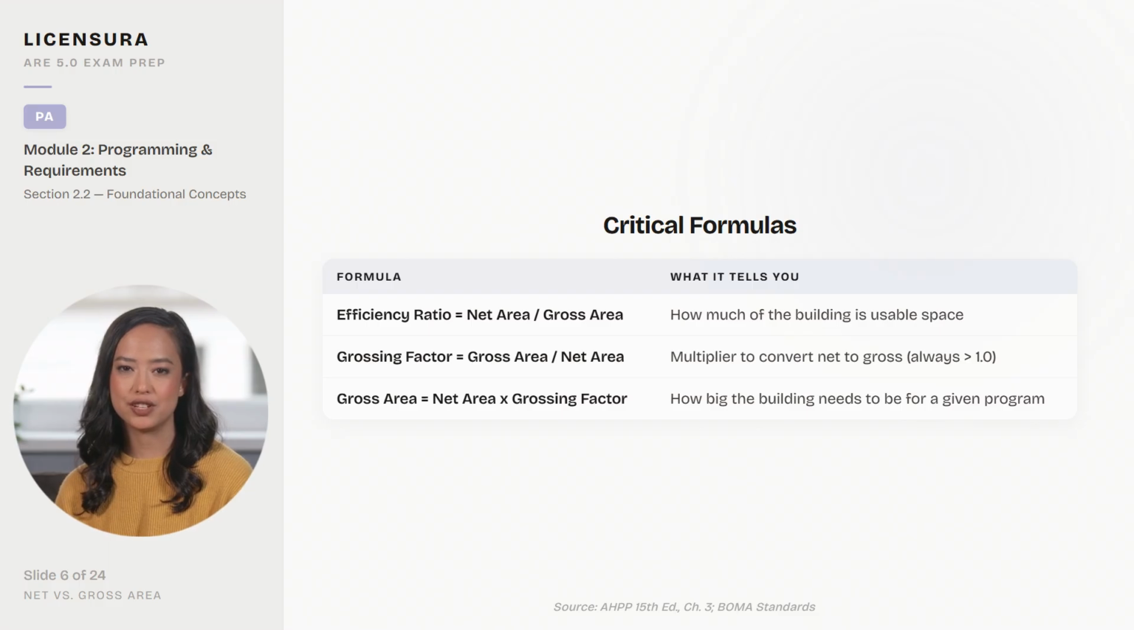These three formulas on screen are among the most commonly tested calculations on the PA exam. Efficiency ratio equals net divided by gross. It tells you what percentage of the building is usable space. Grossing factor equals gross divided by net. It's the multiplier you apply to convert a program into a building size. And gross area equals net area times the grossing factor. Getting the direction wrong, dividing when you should multiply, or vice versa, is the #1 calculation mistake on the exam.